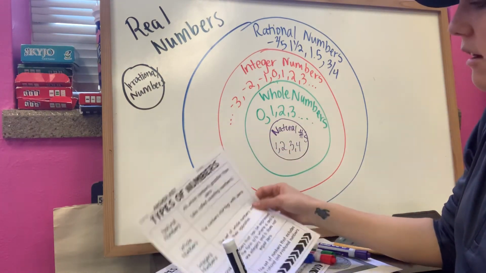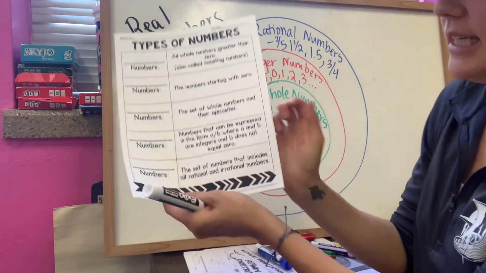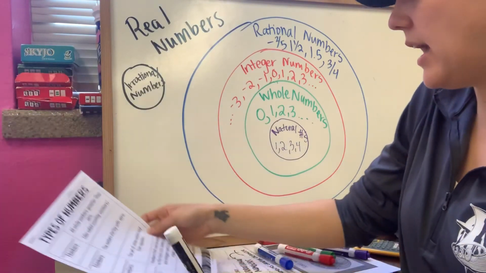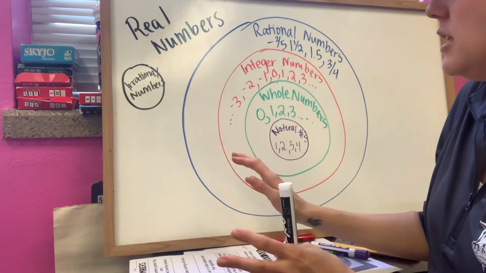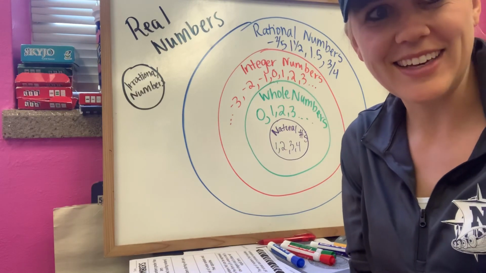Your last blank on this paper, the set of numbers that includes all rational and irrational numbers right here is real numbers. Okay? In my next video, I'm going to talk about what are irrational numbers. Okay? All right.